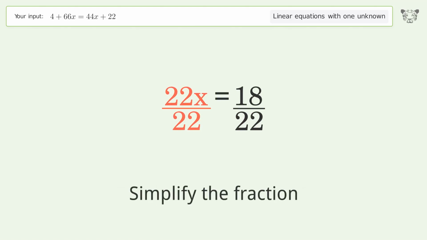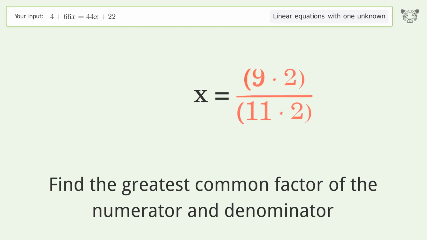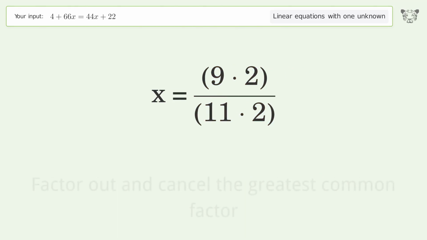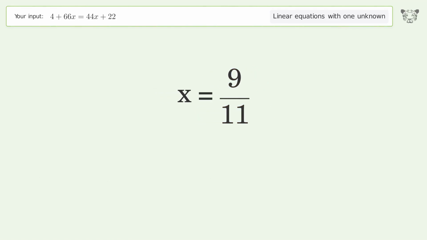Simplify the fraction. Find the greatest common factor of the numerator and denominator. Factor out and cancel the greatest common factor. And so the final result is x equals 9/11.